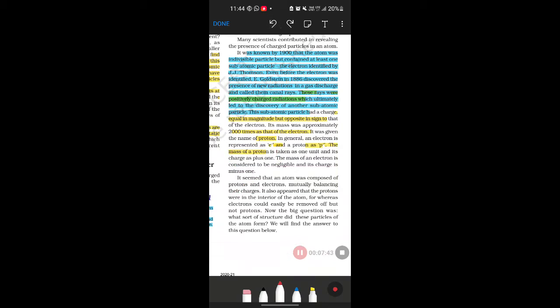The proton was discovered by E. Goldstein, and you know about the electron. Who discovered the electron? We have studied it previously, J.J. Thomson. So, is that clear with you people? Now, we are going to start with the next topic.